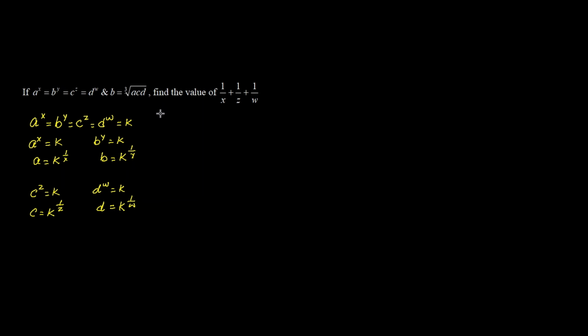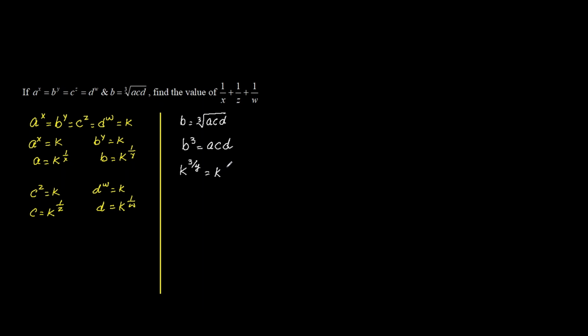Now, once we have these values, we shall plug in the values in the second statement, which is b equals cube root of a times c times d. Now, before we plug in the values, what we do is we take cube on both sides. So we get b cube equals a times c times d. Now b is k to the power 1 over y. Whole raised to 3 makes it k to the power 3 over y.